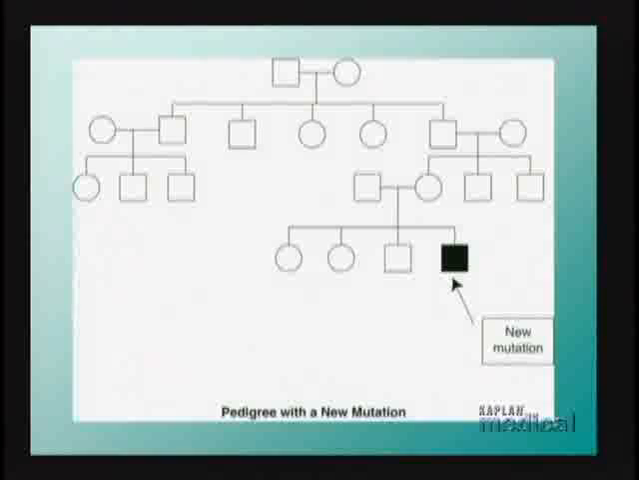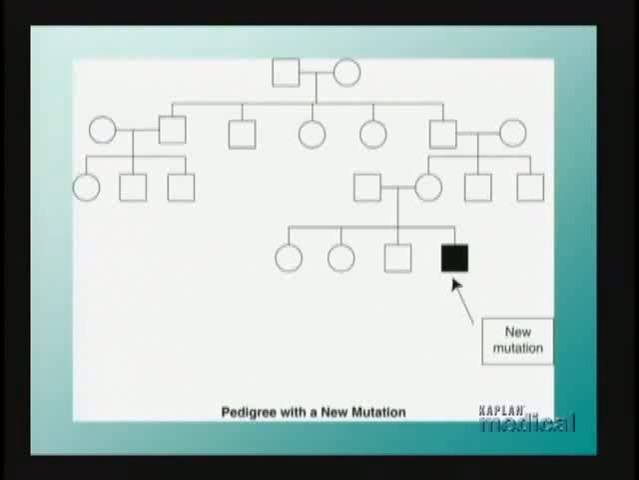So the risk to siblings of the original child is very low, but risk to the future generations follows the normal patterns of inheritance that we looked at earlier. This diagram shows a pedigree in which a new mutation is occurring. All the people in the older generations have perfectly normal genes.